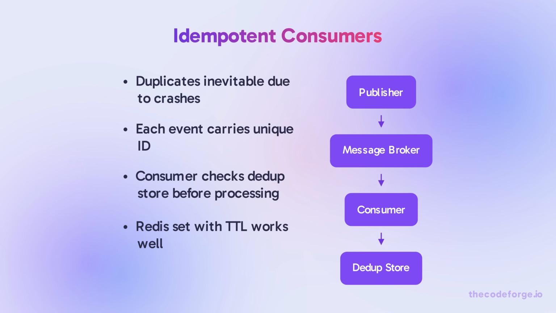Even with the outbox pattern, duplicates can happen. The publisher might crash after publishing, but before marking the event as published. On restart, it republishes the same event. The fix is Idempotent Consumers.